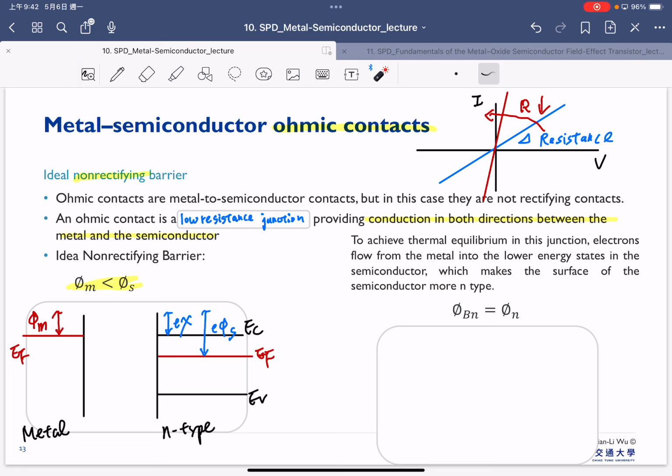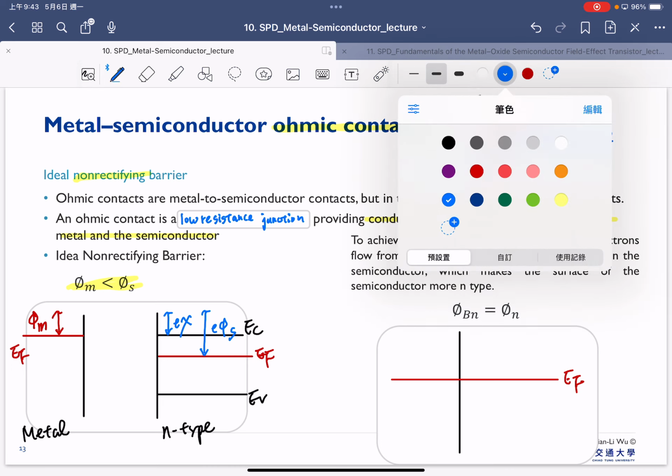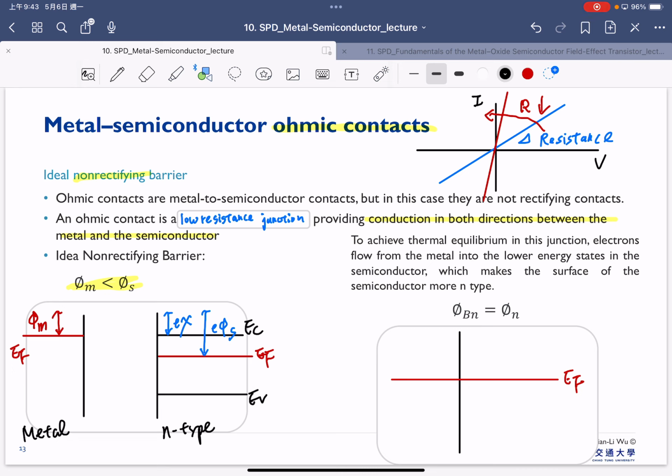And once we connect them, first of all, our Fermi energy will be constant through the system. So that's EF here. And then the bending starts changing. So we have the conduction band here.